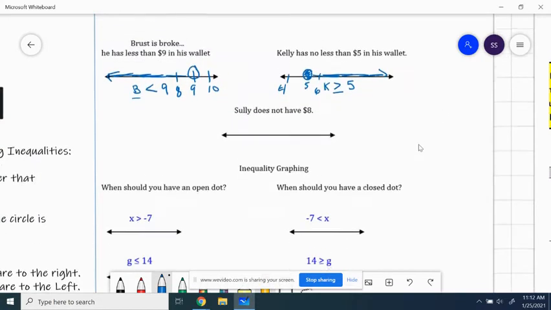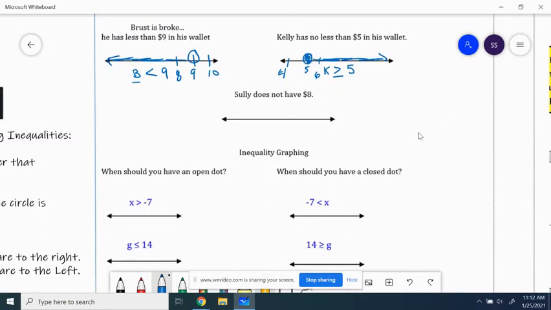All right, and Kelly does not have $8. Okay, so this one is a little bit interesting. This one we would just be looking at 8, and we would keep this open, and this line would represent any value except for 8. Okay, so Kelly just doesn't have $8. We don't know if he has 9, 15, 6. He's in debt, $200. We don't know, but we know he does not have 8. So I would represent that graph like that.